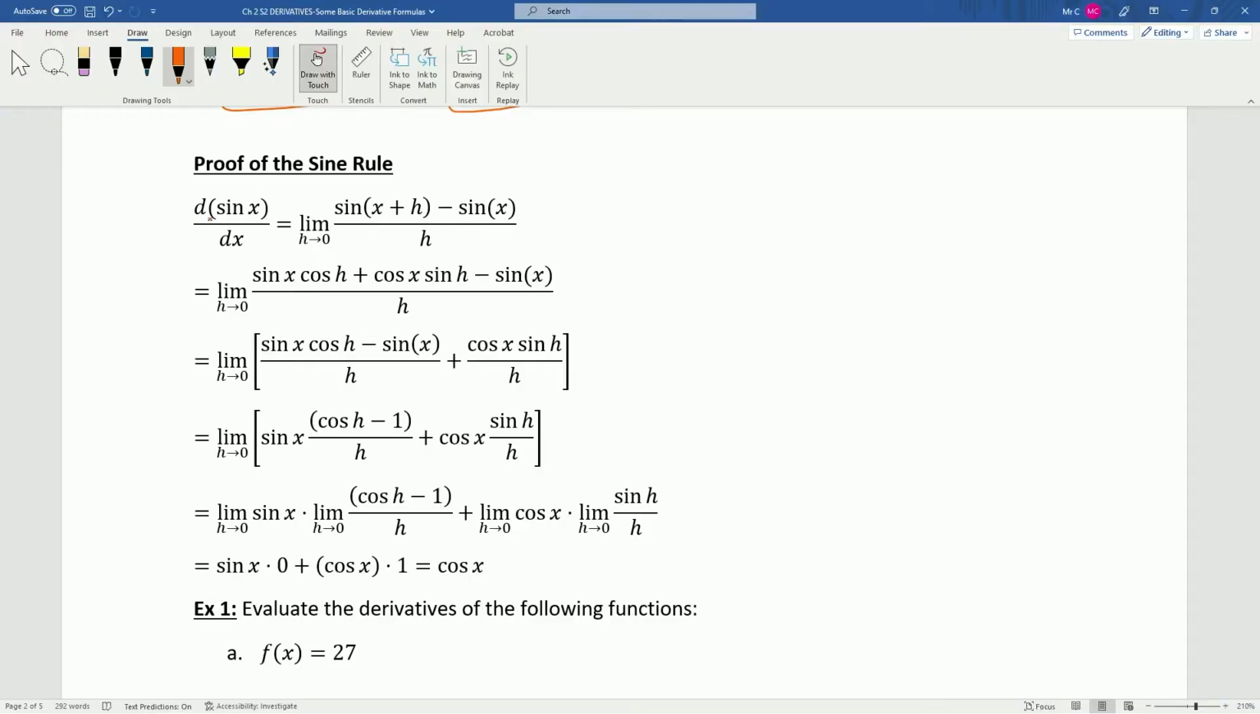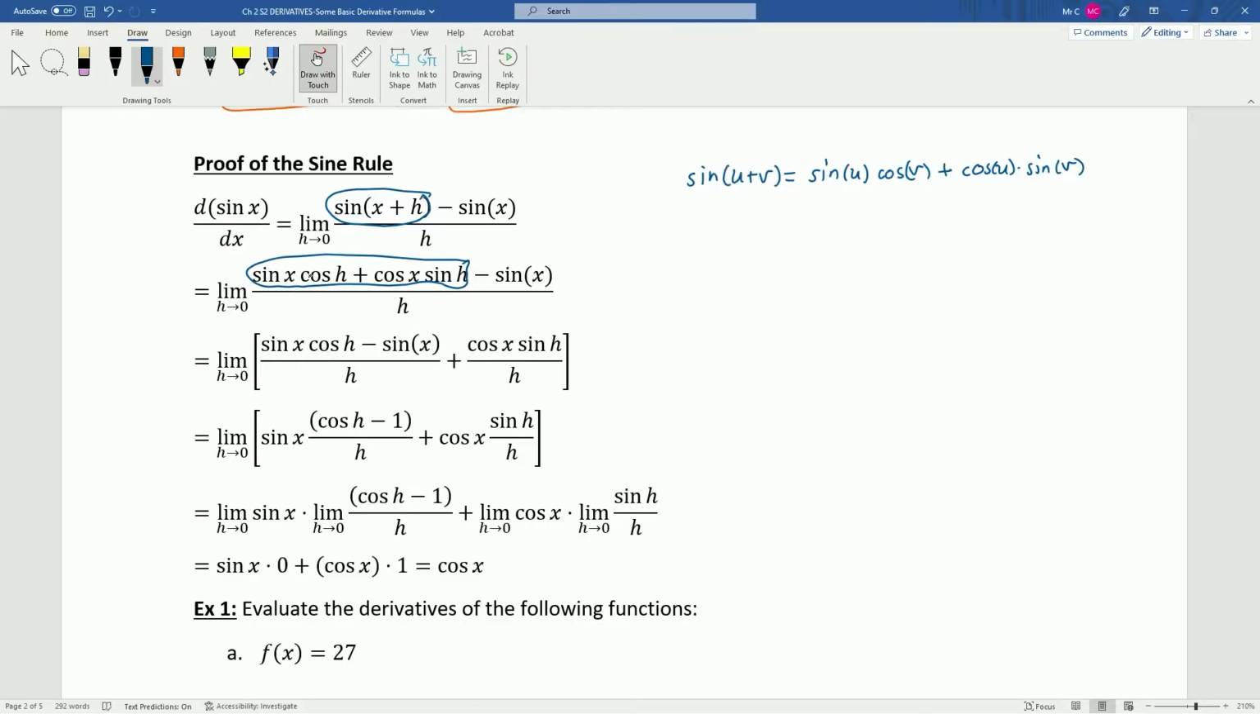So let's first start with the definition. The derivative of sine of x with respect to x equals the limit as h goes to 0 of sine of x plus h minus sine of x all over h. And so here, what I've done is taken sine of x plus h and used the sum rule for sine. So you may recall from pre-calculus, sine of u plus v equals sine of u cosine of v plus cosine of u times sine of v. My bad.